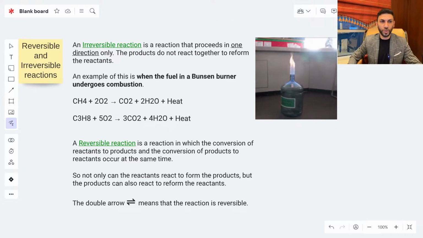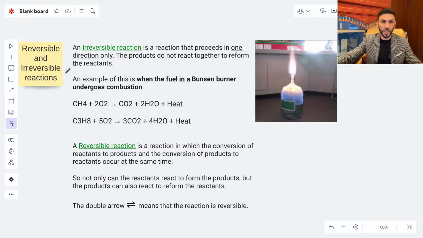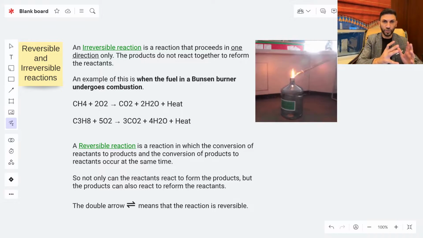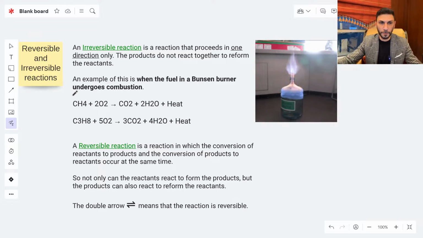We have two types of chemical reactions. We have the reversible reaction and irreversible reaction. An irreversible reaction is a reaction that proceeds in only one direction. The products do not react together to reform the reactants. Only the reactants react together to form the products and finish the chemical reaction like this.